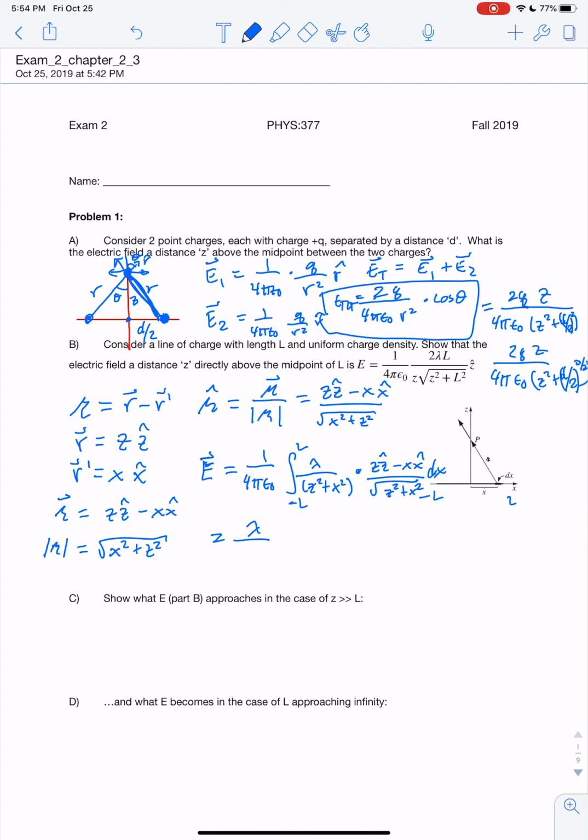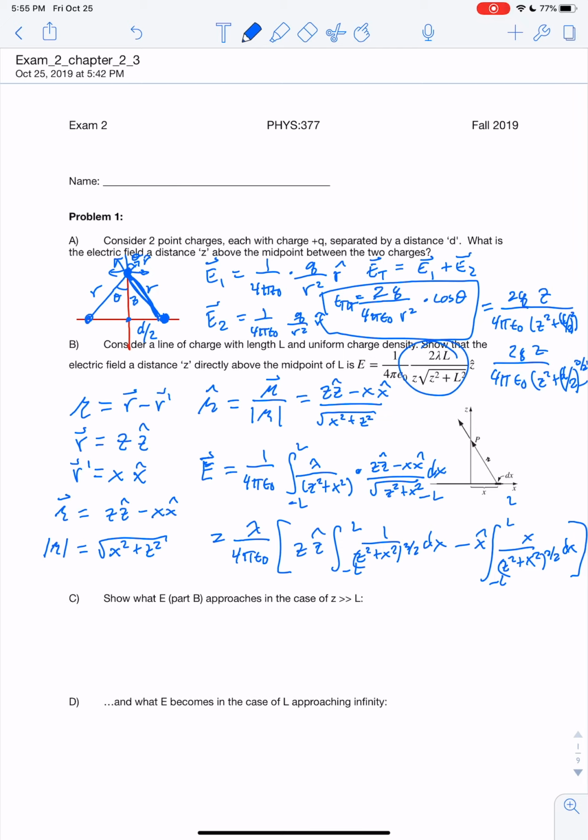Lambda is a constant, lambda over 4 pi epsilon naught, and then if you multiply these two things out, you get a z hat direction times the integral minus L to L, 1 over z squared plus x squared to the 3 halves dx, minus x hat times the integral minus L to L of x over z squared plus x squared to the 3 halves dx. Okay, and that's your integral there. And if you do a couple more simplifying steps, then you get down to the result here.